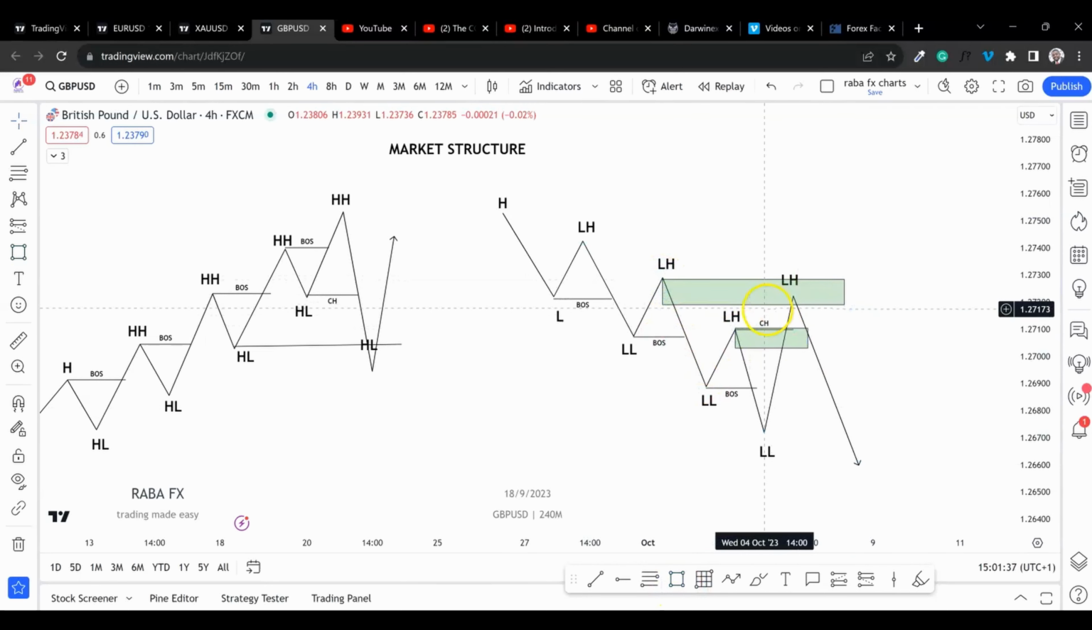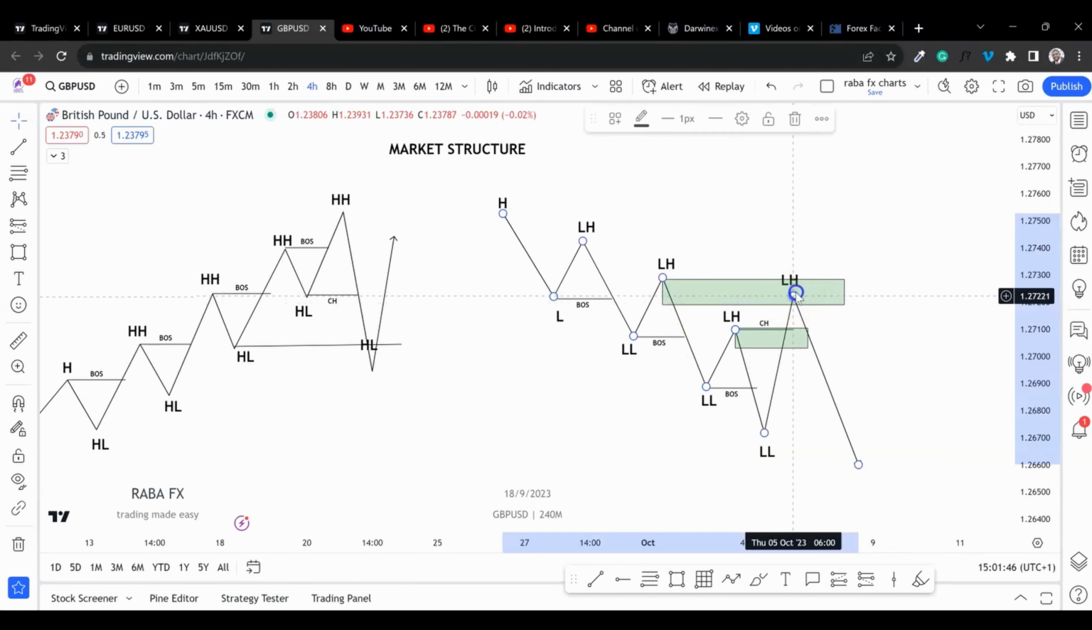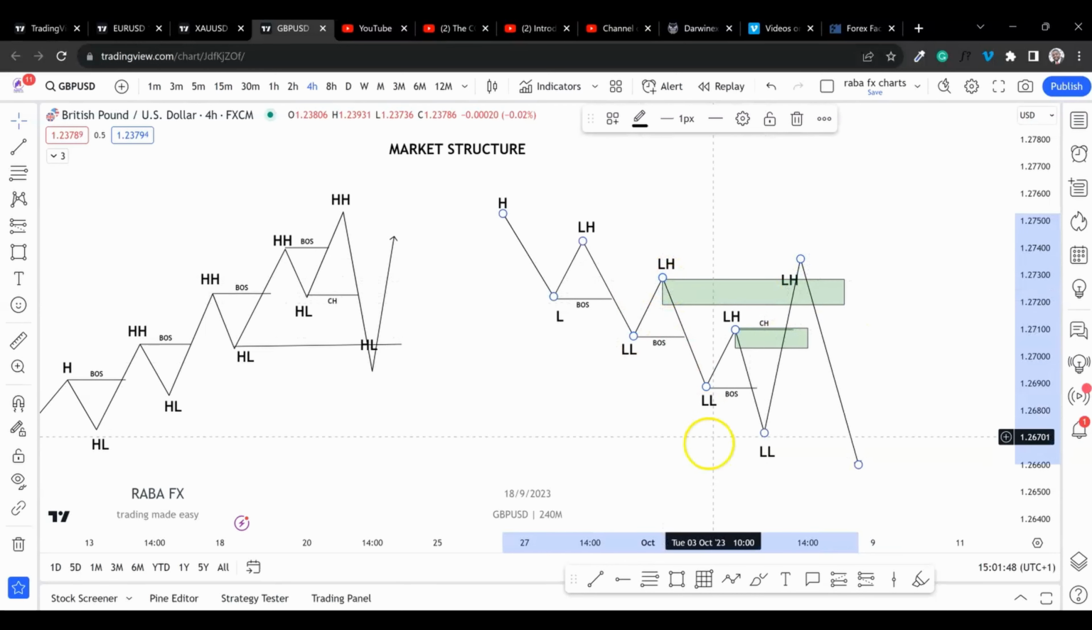Okay? Because this break of structure does not guarantee a reversal yet until market takes out that high that produced the low that was broken. The low that was broken, you trace it back. Where is the high starting from? That high needs to go, because this is a range. This is what? A range, a powerful range.